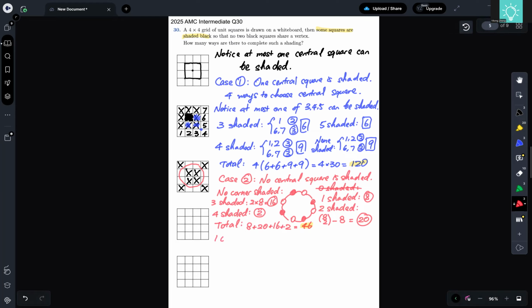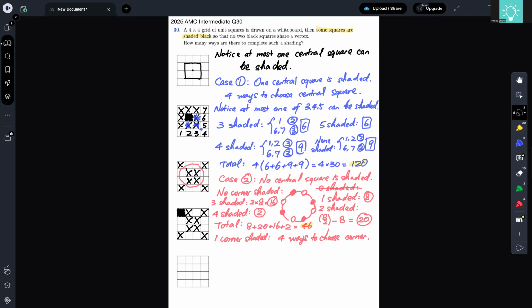What happens if 1 corner is shaded? There has to be 4 ways to choose which corner, right? Okay. So we already assume that no central square is shaded. And we choose 1 corner to shade. So let's just suppose it is this one. At the end, we'll multiply by 4, so don't worry. Because we're not shading any of the other corners, we're not shading any of these. And these 2 squares, they share a corner with the shaded square, so we can't shade any of these either.